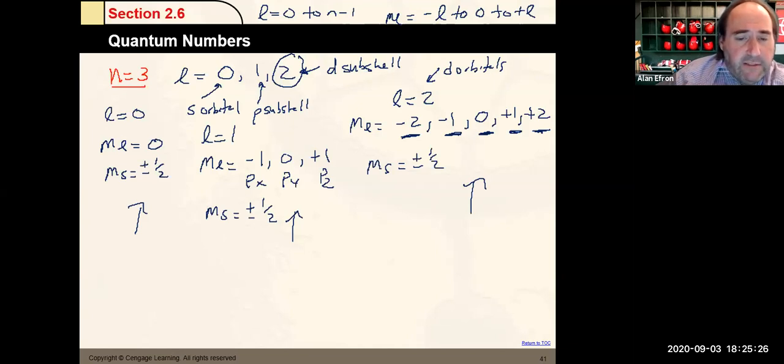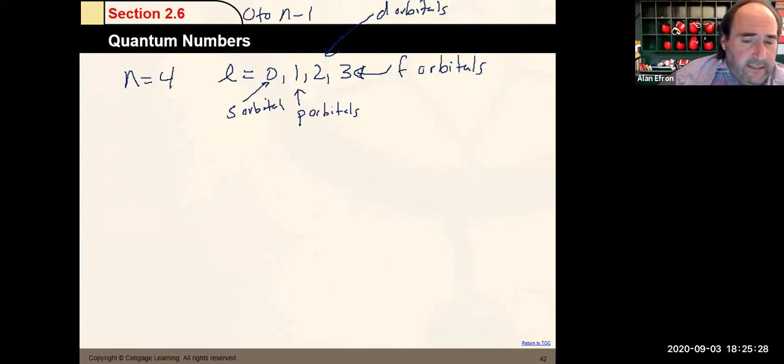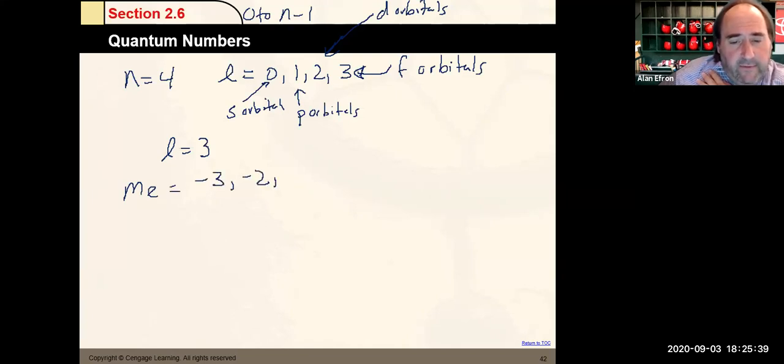So let's just do the last L value. The last L value here, which is 3, means my M sub L value can go from negative L, which would be negative 3, to negative 2, to negative 1, to 0, to plus 1, plus 2, and plus 3. And again, this represents our F orbitals.